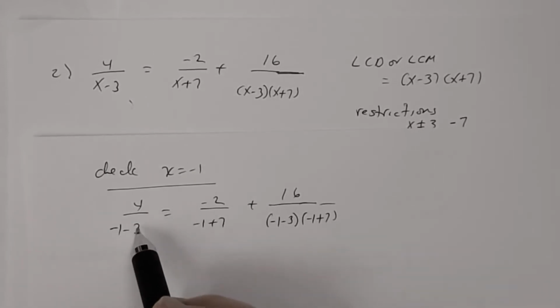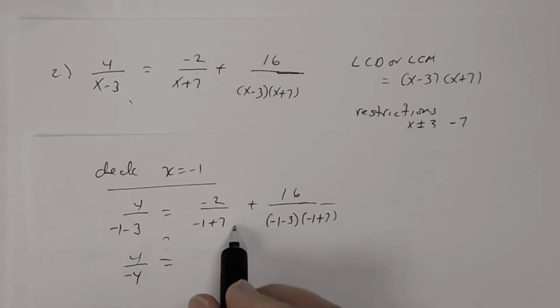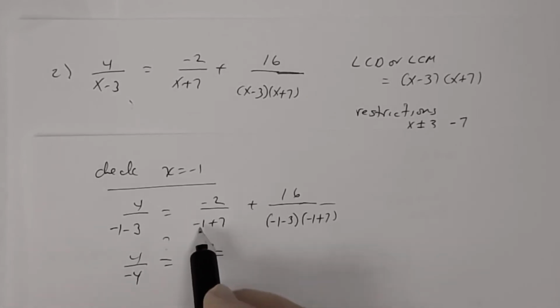All right, now let's simplify as much as we can. Do you all agree that this is going to be 4 divided by, and the negative 1 and negative 3 is a negative 4? And you want to see that's going to equal this side. So that's negative 2 divided by negative 1 plus 7, which is 6, right?